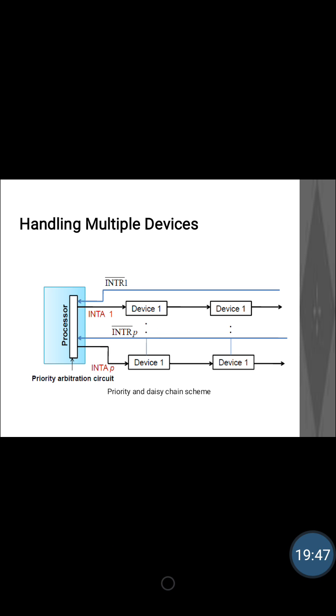Among the two, as both are from the first category, both are the first devices of their rows, which among the two is to be executed? The processor has already given priority to these lines. INTR 1 bar has high priority, INTR 2 has next priority, 3 next. Likewise, depending on the priority, that device will be executed.